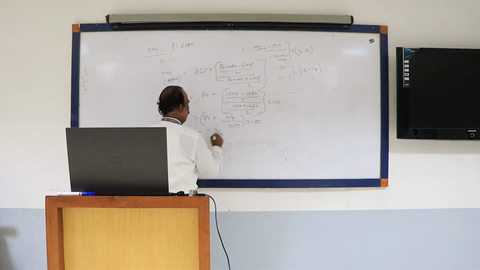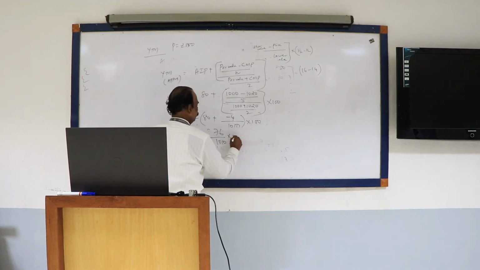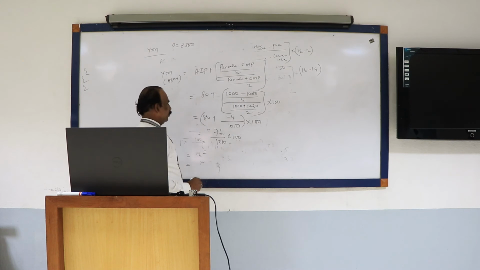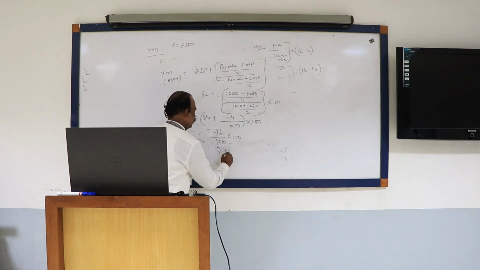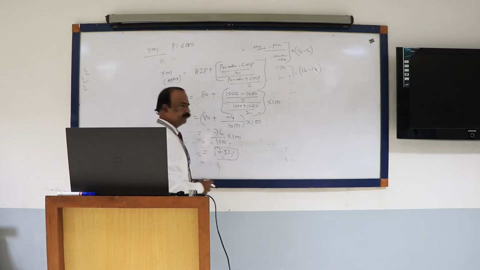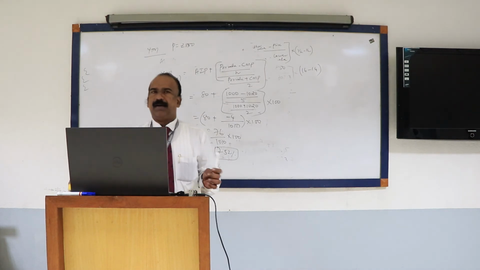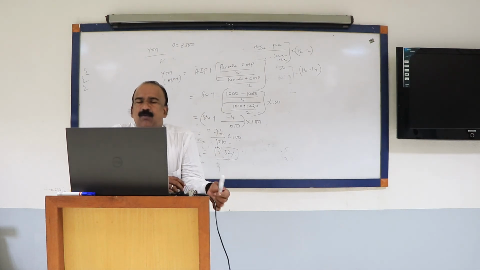So 76 divided by 1010. Correct. So how much comes? Now the answer. 7.52, sir. Okay. Kindly look at the equation that is given here in the case.